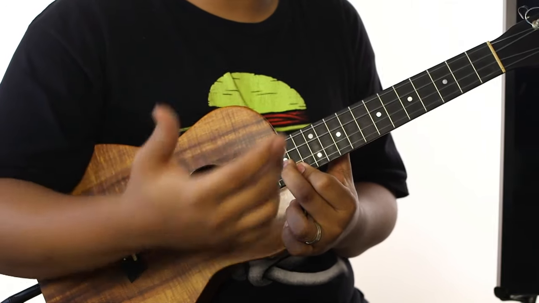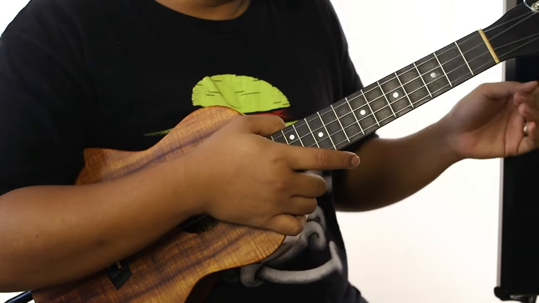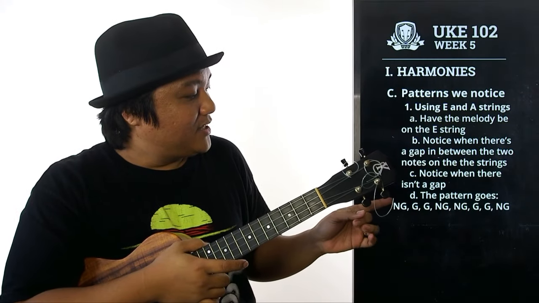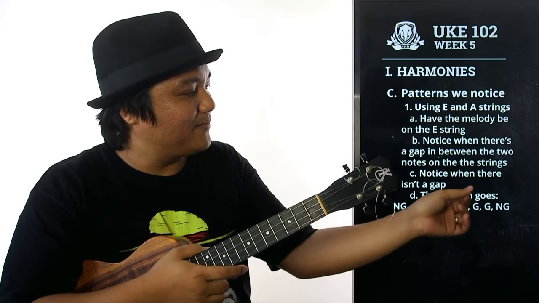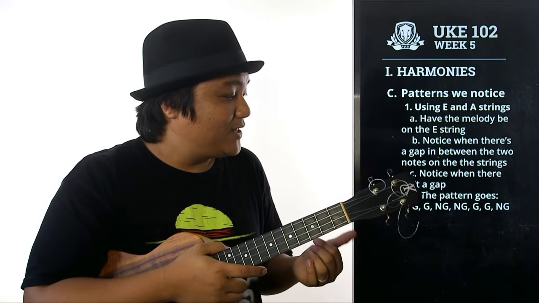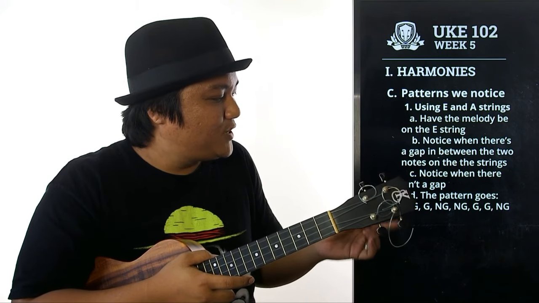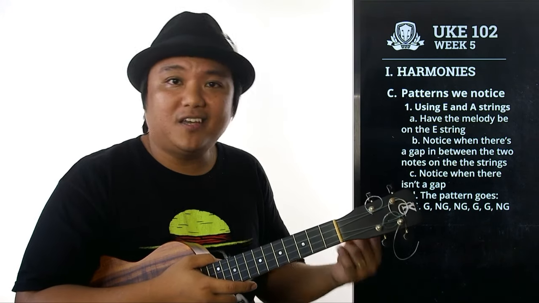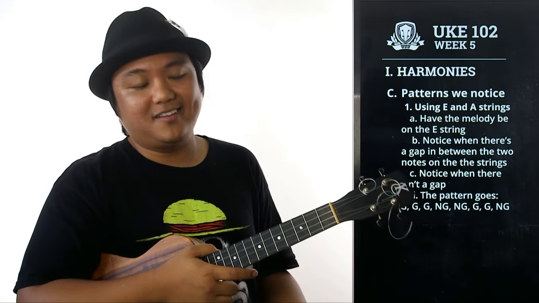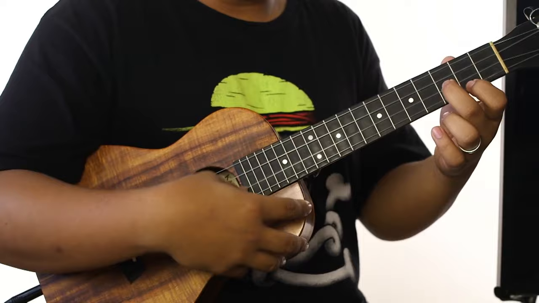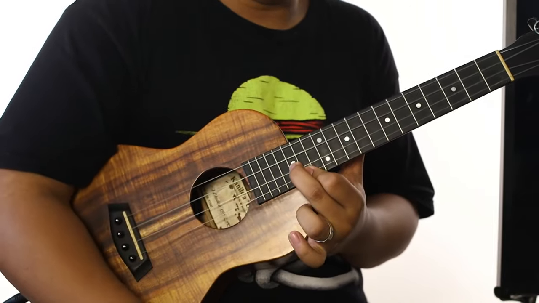So that is the pattern that I noticed when I was starting out and just playing. The pattern will go no gap, gap, gap, no gap, no gap, gap, gap, no gap. So we can just say it as N, G, G, N, N, G, G, N. So if we look at that, we have N G G N N G G N, and this works.